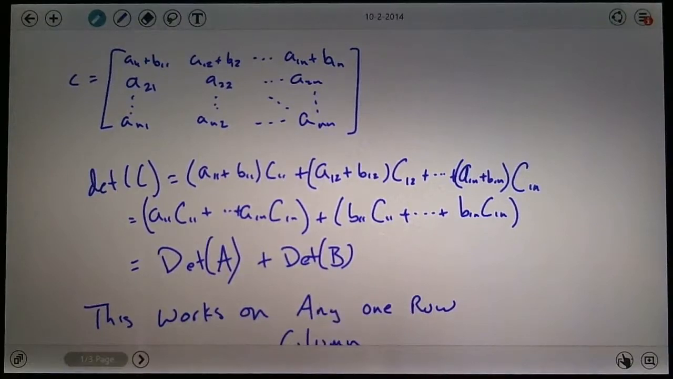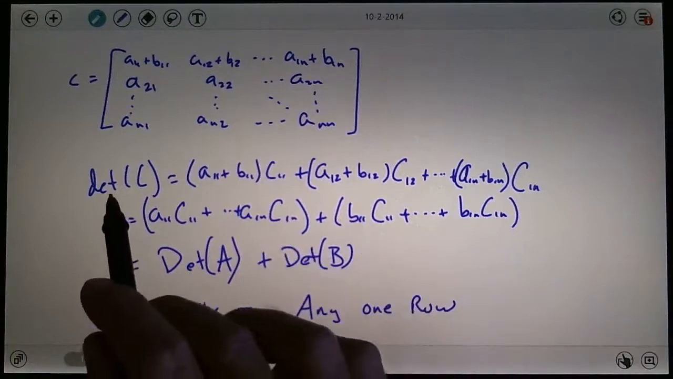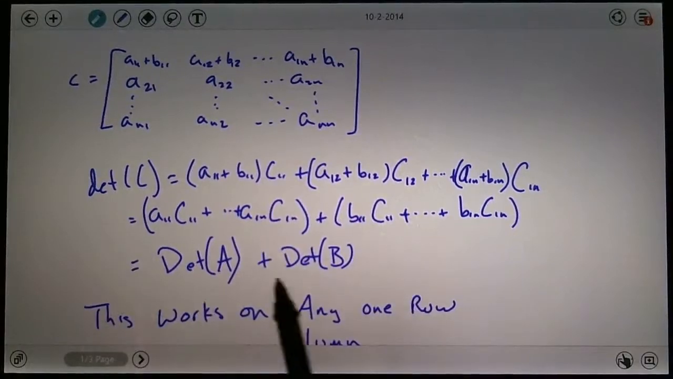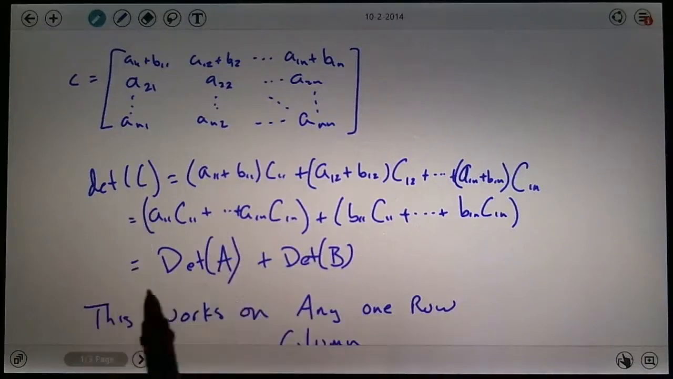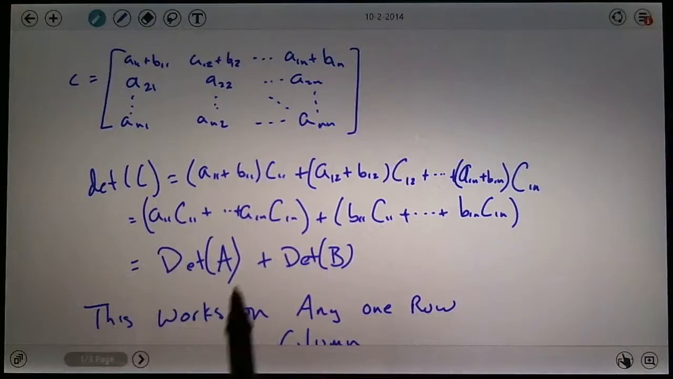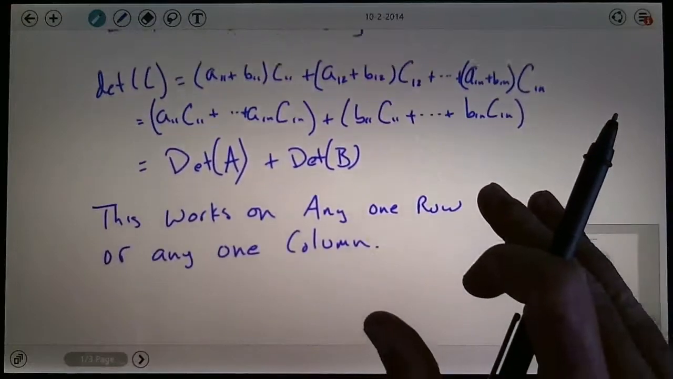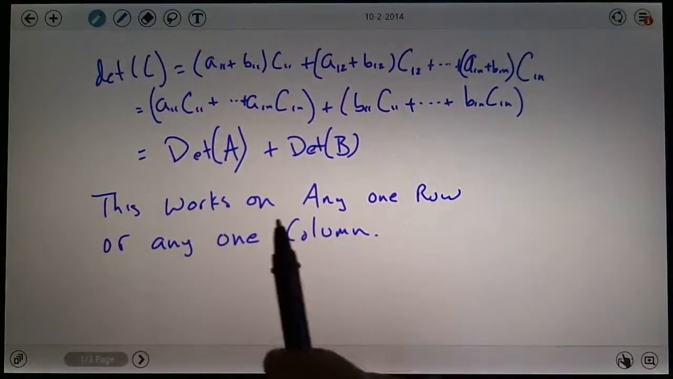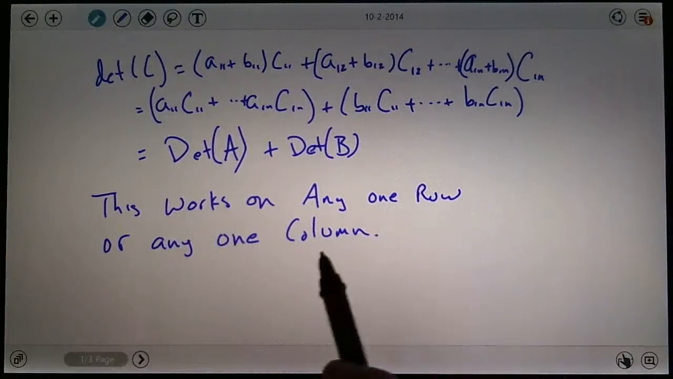So we have the determinant of C is the sum of the determinants of A and B. Only in one row did C equal A plus B. In all the other rows, A, B, and C were identical, right? And then you get this property. This works on any one of the rows, or actually any one of the columns.